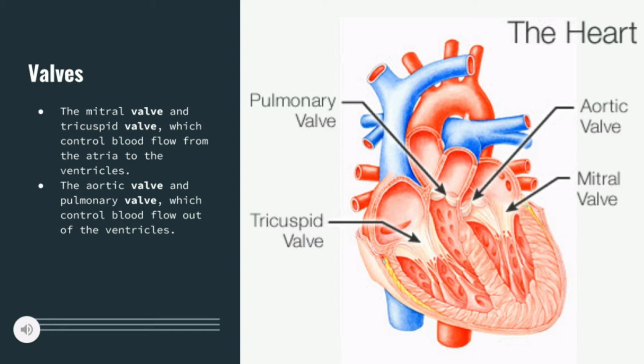There are four kinds of valves present in our heart: mitral valve, tricuspid valve, aortic valve and pulmonary valve. So what are the functions of these valves in our heart? The mitral valve and the tricuspid valve control blood flow from the atria to the ventricles. However, the aortic valve and pulmonary valve control blood flow out of the ventricles.